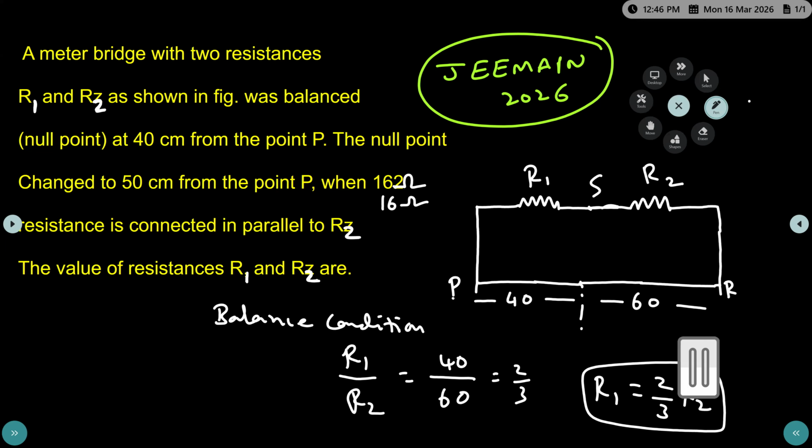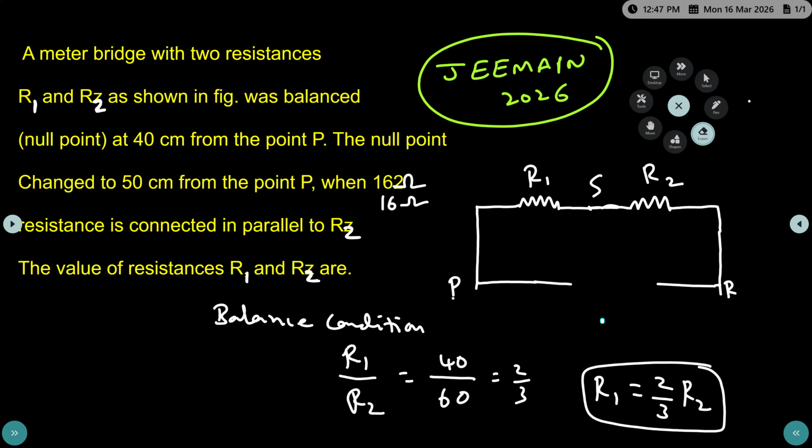Okay, what is the first point? The meter bridge was balanced at 40 centimeter from the point P. Now, continuing the given question, the second point is that the null point changed to 50 centimeter. I have observed the diagram: if the null point changes to 50, when a 16 omega resistance is connected parallel to R2, here two changes are there.